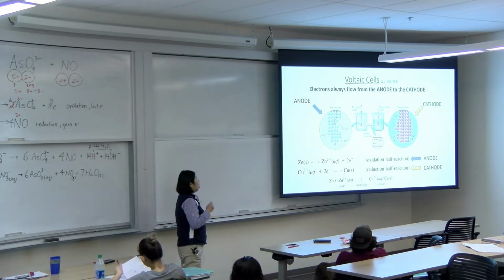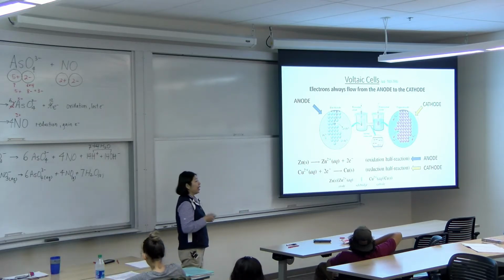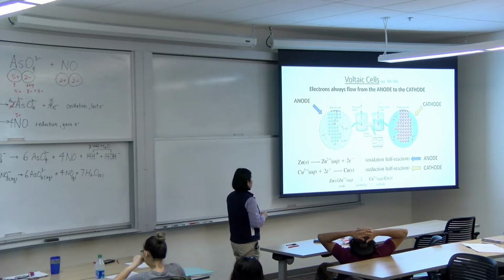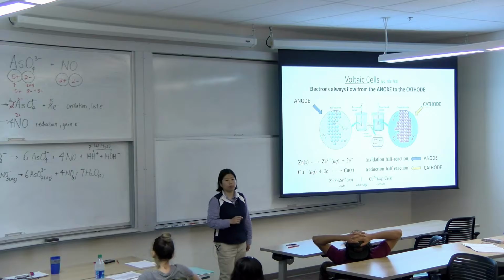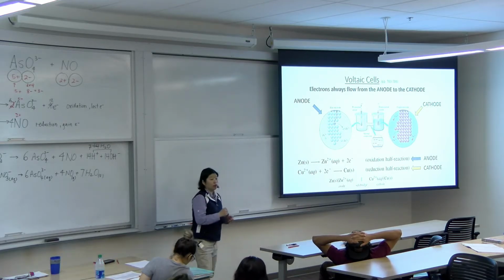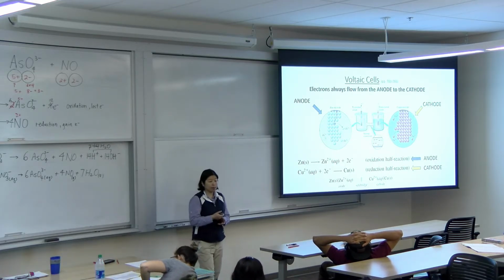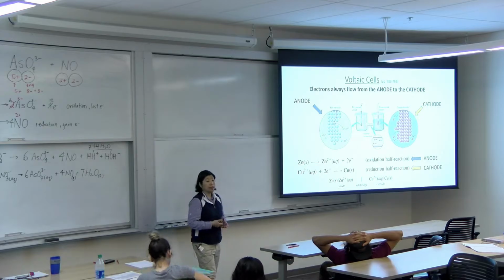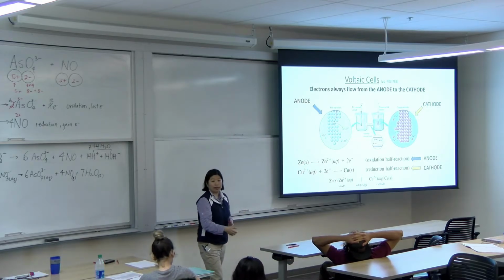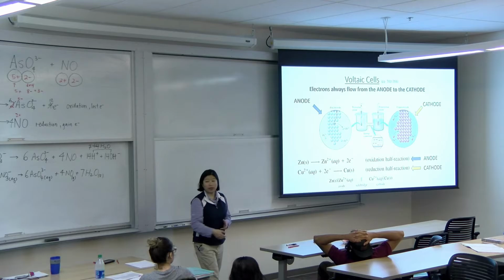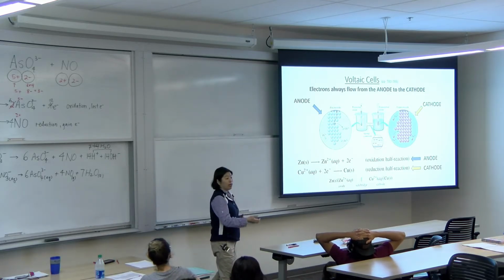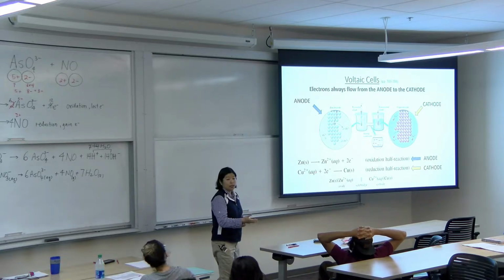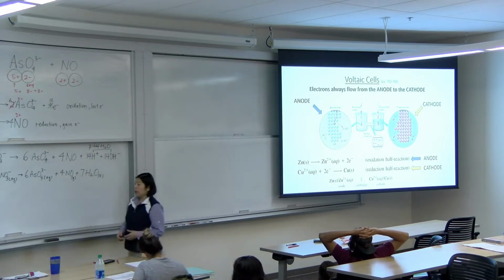Now, electrons always flow from the anode to the cathode. Okay? So which one is the anode? It always flows from the anode. The anode is the side that is giving away electrons, right? Okay? So that's where the oxidation is happening. It's the giving away of electrons. Okay? So the anode is always the oxidation.